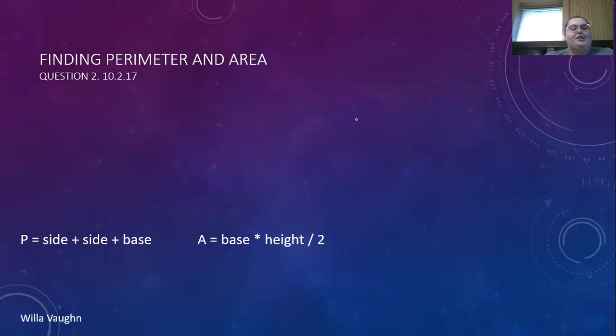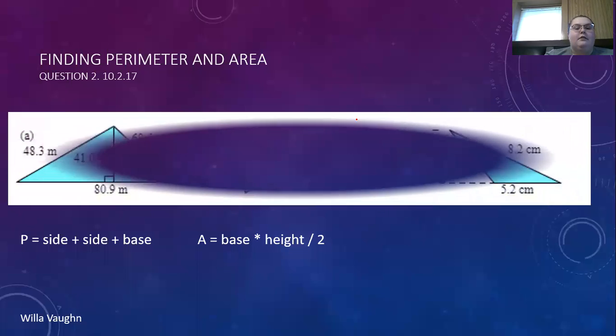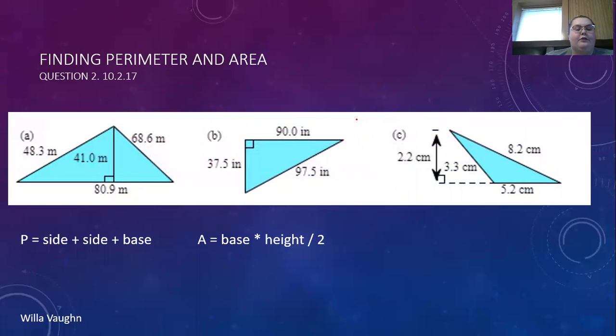All right, so question 2, finding perimeter and area of these 3 triangles. So the formula for perimeter is side plus side plus base. So for the first triangle, triangle A, we're going to do our side, which is 48.3 meters, plus 68.6 meters, plus 80.9 meters, and that's going to give us 197.8 meters.